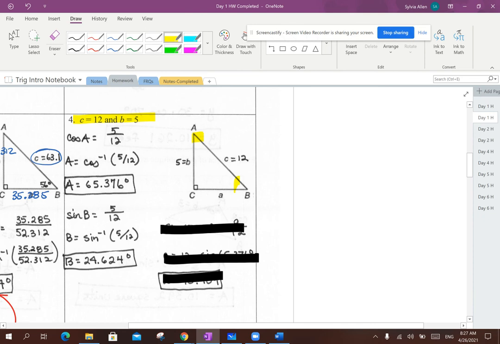And then sine of B is going to give me 24.624. These should add up to 90 degrees. And then last but not least, we can do sine of this angle is equal to A over 12, and then we should get this value. Now, it doesn't matter which trig function you use as long as you end up getting this value, right?